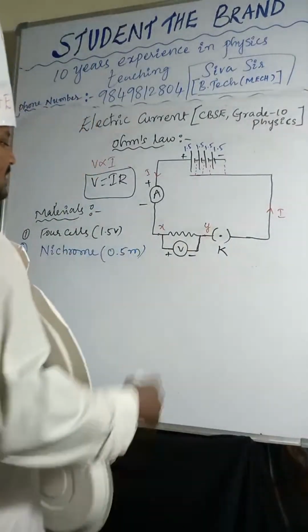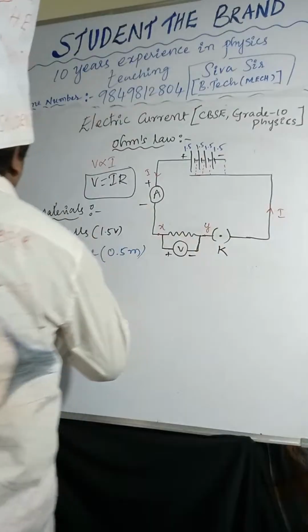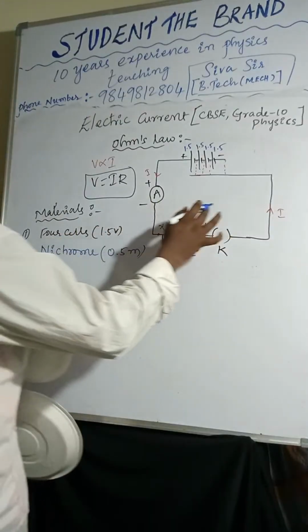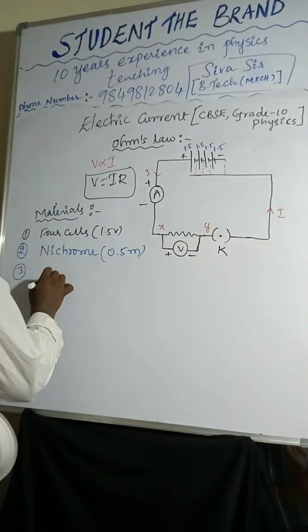Okay, the current is passing through. So now next one. So third one you are considering. Here you can consider the ammeter. So ammeter I am taking.